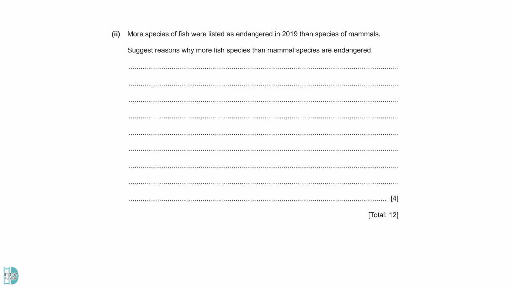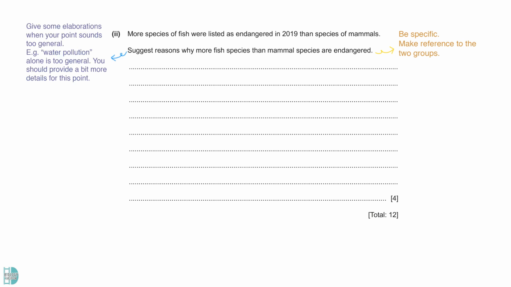2. Suggest reasons why more fish species than mammal species are endangered. For this question, please be specific in your answer. All your suggestions must point to these two groups for comparison. Make sure you give a little bit of elaboration when your point sounds general. For example, water pollution is too general. You should provide a little bit more details for this point.